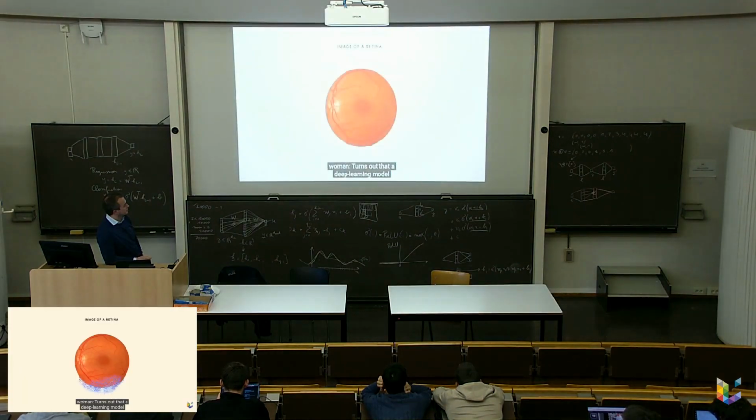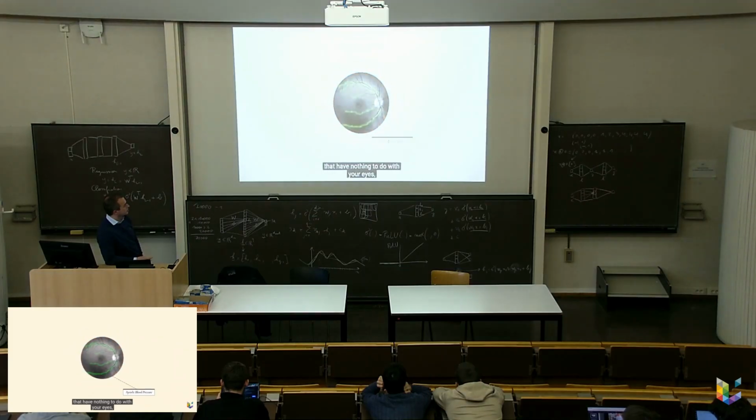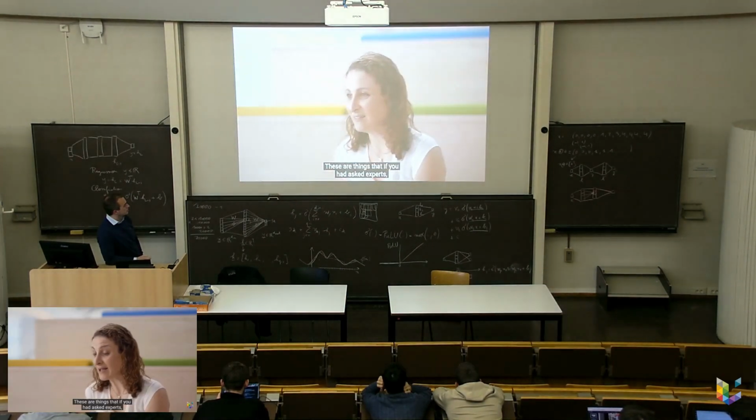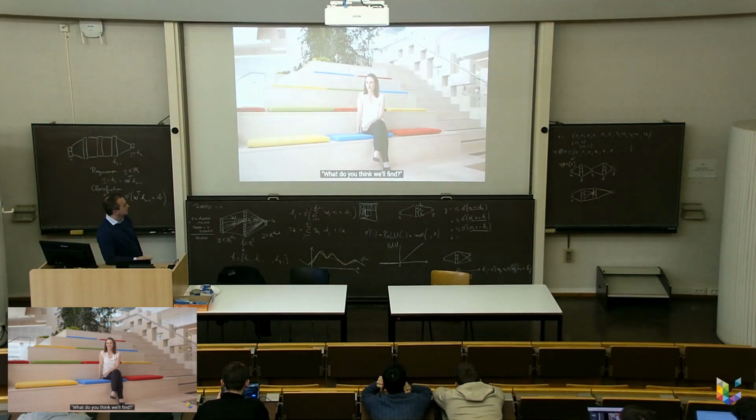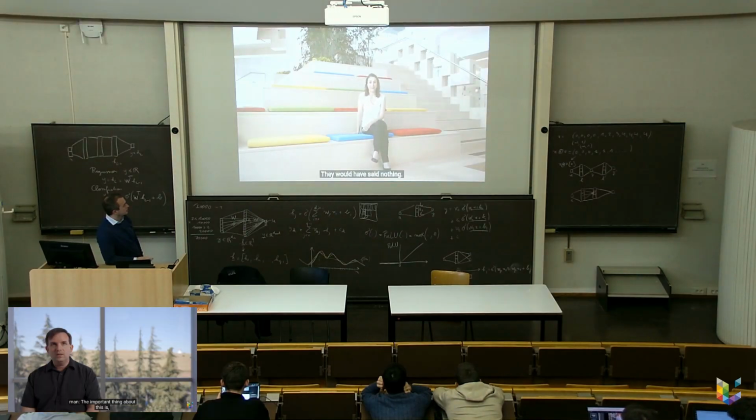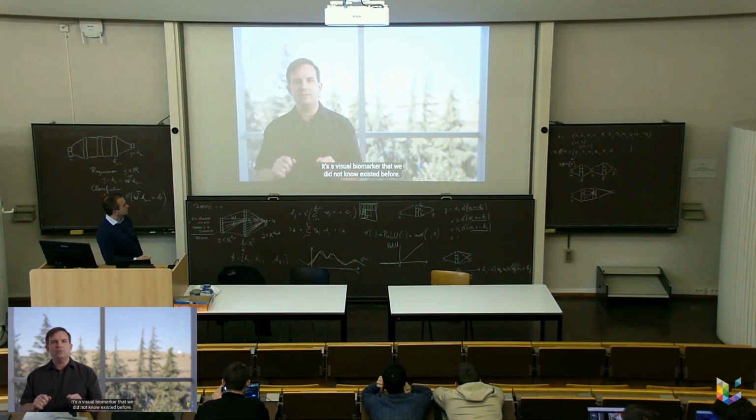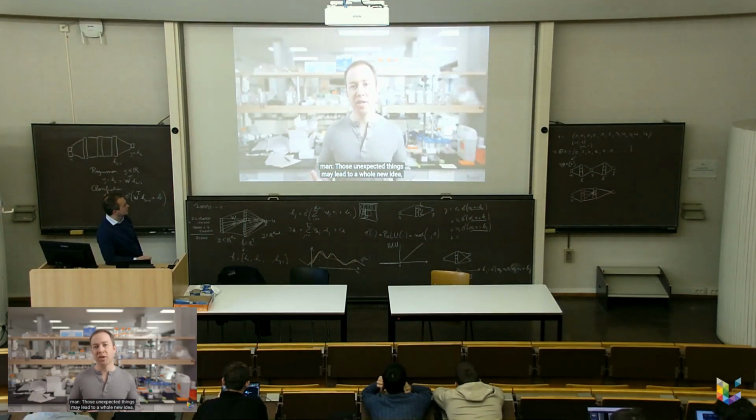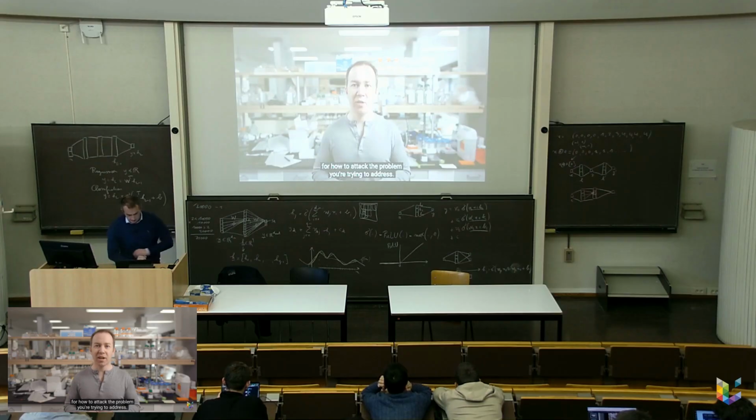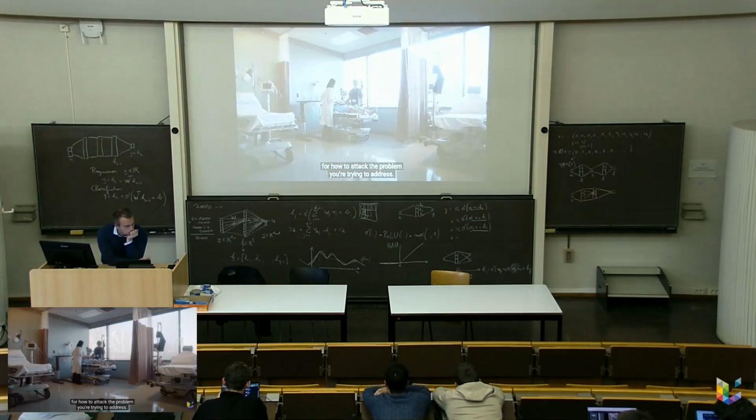Turns out that a deep learning model is actually able to identify things that have nothing to do with your eyes, like your cardiovascular health and your metabolic profile. These are things that if you had asked experts, what do you think we'll find, they would have said nothing. The important thing about this is it's a visual biomarker that we did not know existed before. Those unexpected things may lead to a whole new idea, a whole new approach, a whole new hypothesis for how to attack the problem you're trying to address.